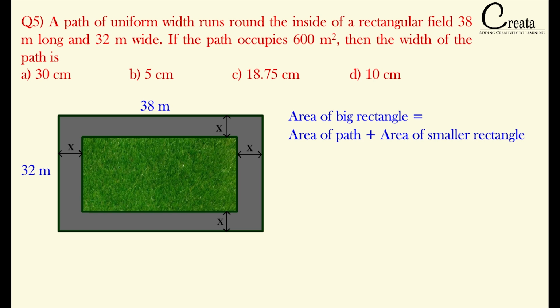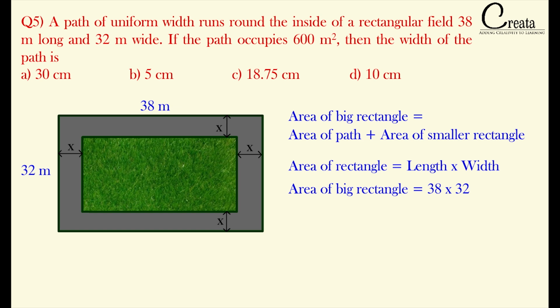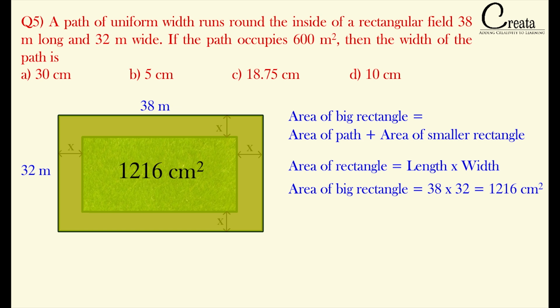So, can we calculate the area of this big rectangle? We know the area of a rectangle is length into width. So we got the area of this rectangle as 38 into 32, which is equal to 1216 meter square. We got the area of this big rectangle.